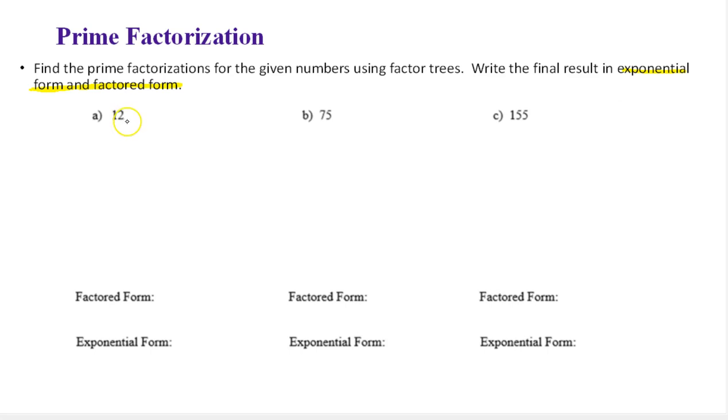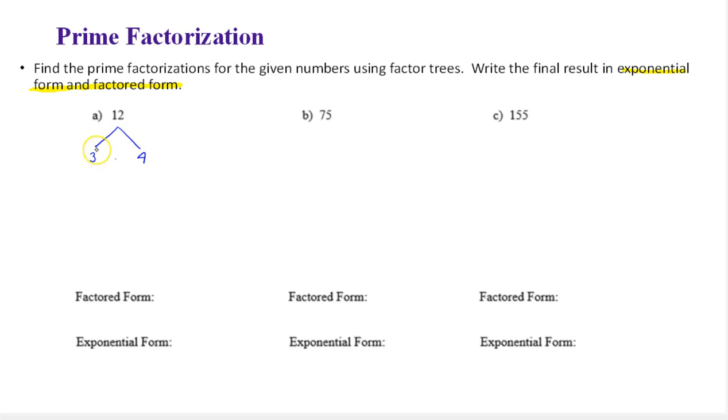You can actually use any factor pair you want to start with. So 12, well, it's 6 times 2. I know it's even, it's divisible by 2, but it doesn't matter what you start with. I'm going to start with 3 times 4. In the end, you'll still get that one prime factorization. So 12 is equal to 3 times 4.